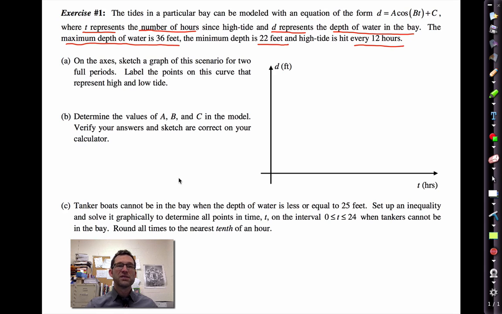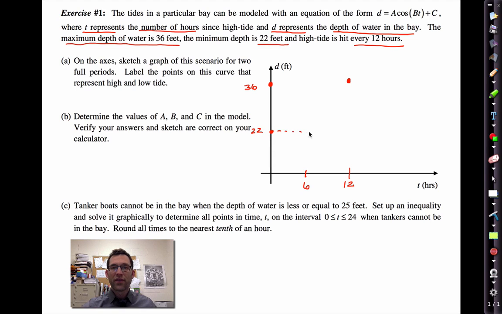Letter A says, on the axes, sketch a graph of this scenario for 2 full periods. Label the points on this curve that represent high and low tide. Well, let's do it. Now, one thing that's important is T represents the number of hours since high tide. So at T equals 0, we're at high tide, which means the water is as deep as it's ever going to be. Now, the fact that it hits its high tide every 12 hours means that after 12 hours, it will be hitting its high tide again. Just due to the symmetry, that means that after 6 hours, it'll be hitting its low tide, which is 22.